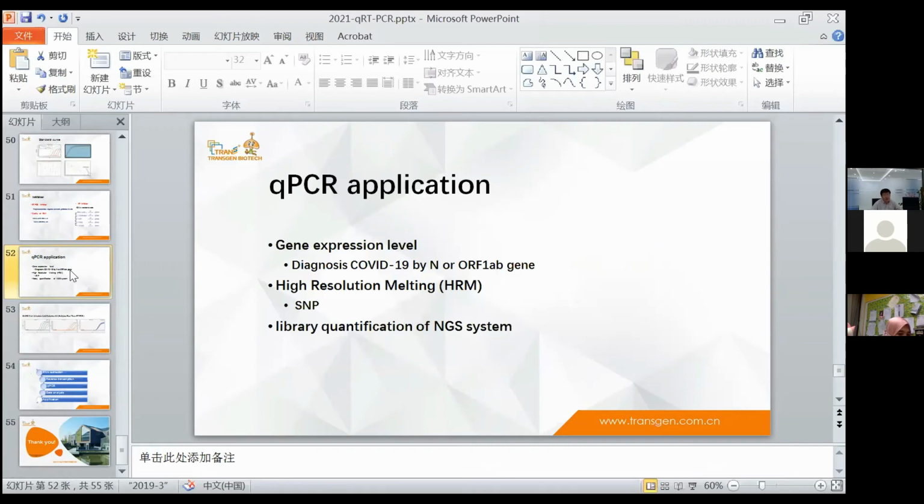In this case, the machine shows very precise temperature control. So the temperature control can control at 0.1 centigrade per second. In this case, it can show very small differences between the samples. So we can use the HRM to differentiate the different samples. The normal one cannot do the job.